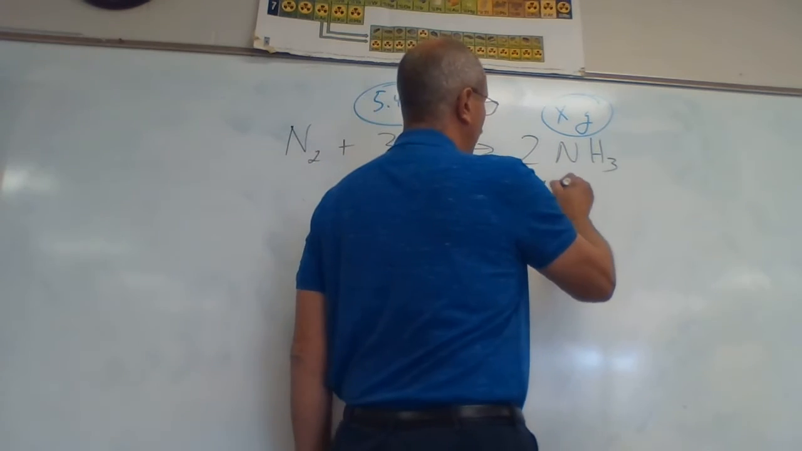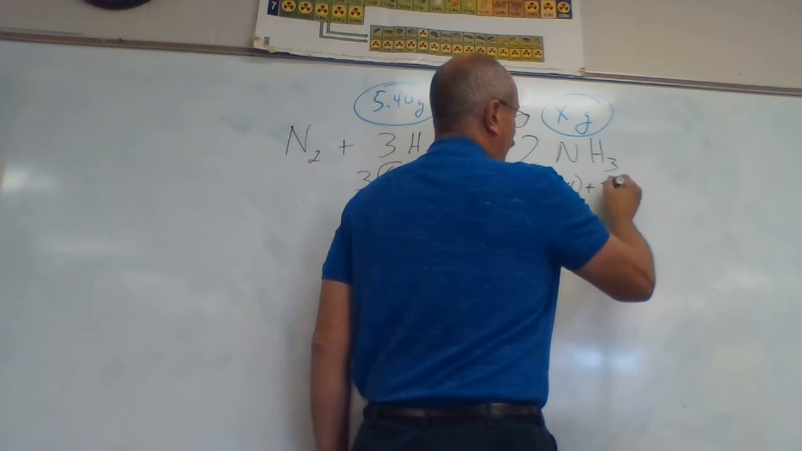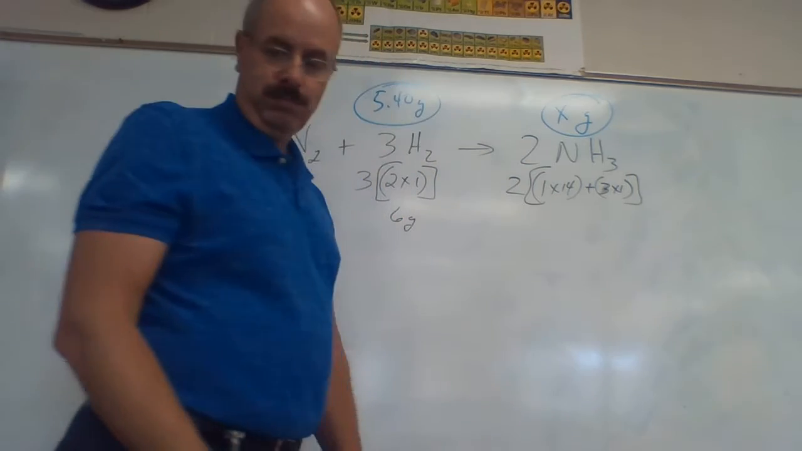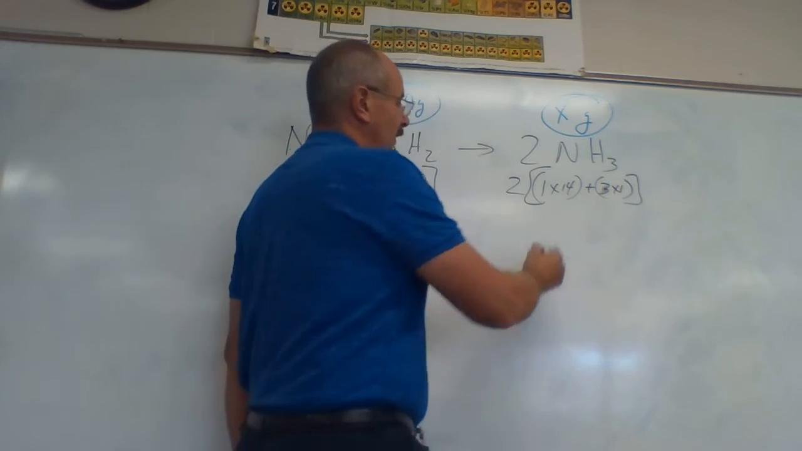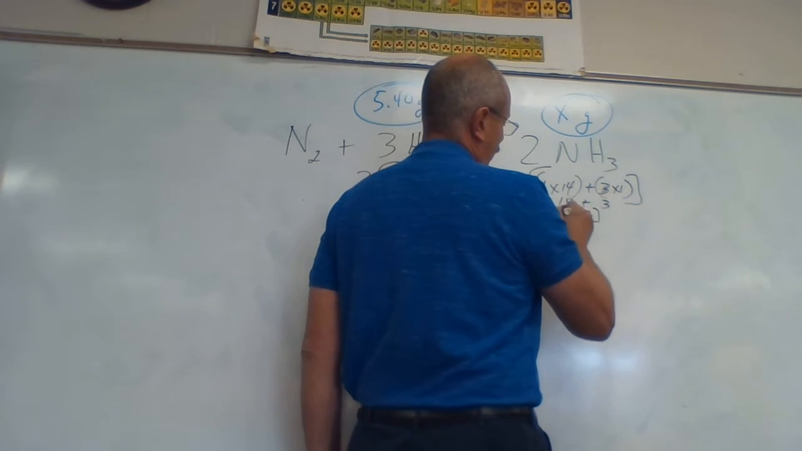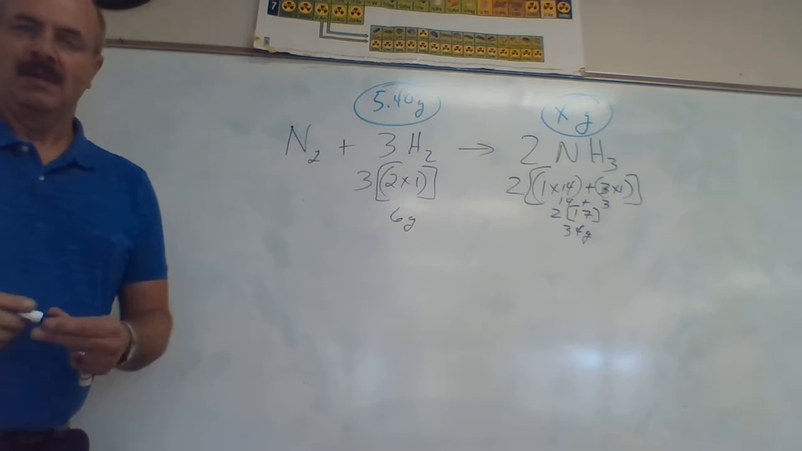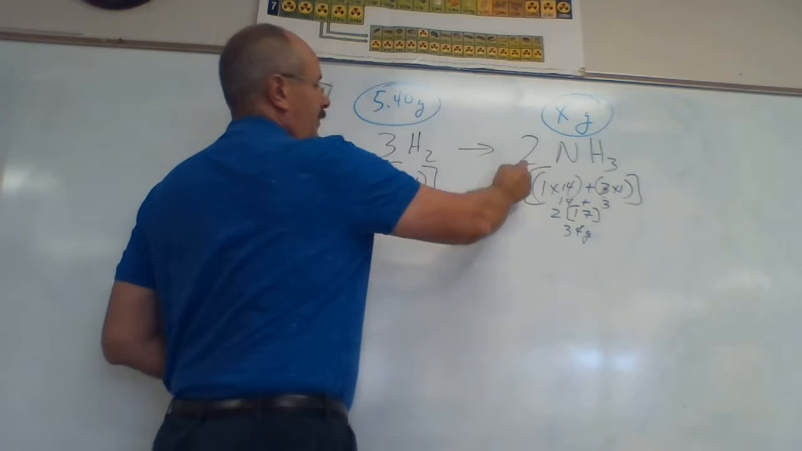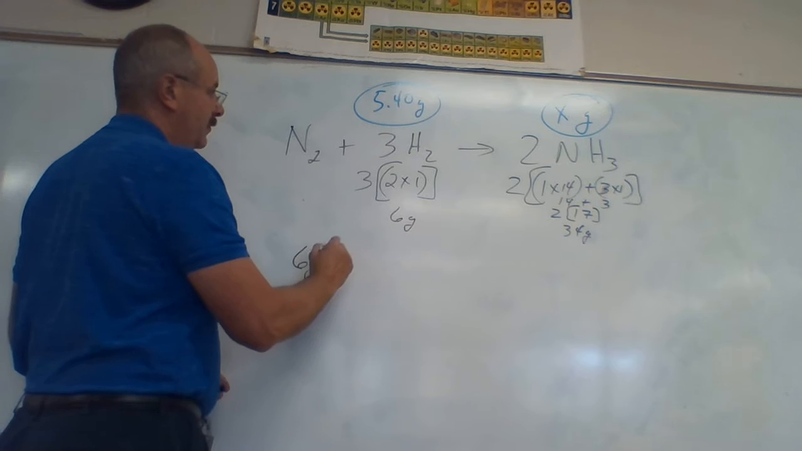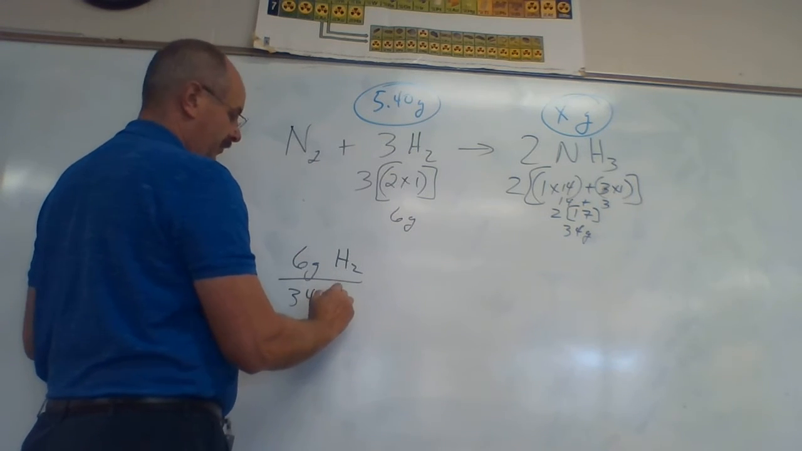And on the other side, I got 1 nitrogen, which is 14, plus 3 hydrogens times his mass is 1, and all of that times 2. So if I do that one, that's 14 plus 3, so that's 17 times 2, so that's 34 grams of that one. So now, instead of using the numbers out in front, which were moles, I'm going to use these grams. And it's really that 6 grams of hydrogen will make for me 34 grams of NH3.